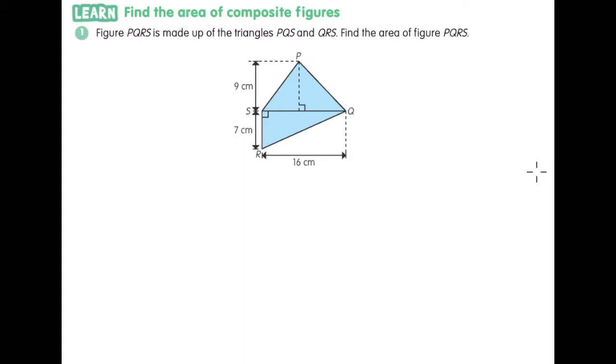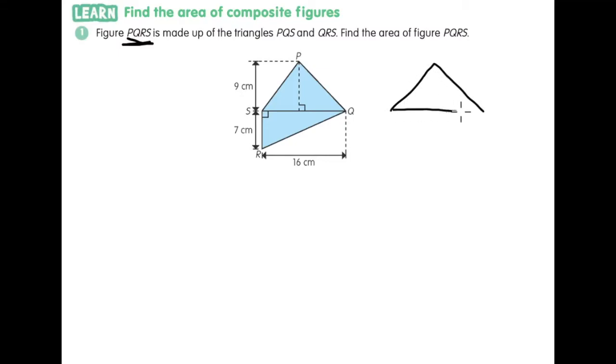In this lesson, we'll be looking at finding the area of composite figures. We have shape PQRS. So this is a quadrilateral because it is a four-sided figure, and it's made up of two triangles. So what we want to do here is break these into two shapes, and we'll just start with that top triangle.